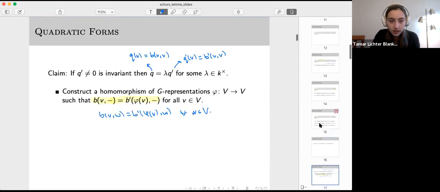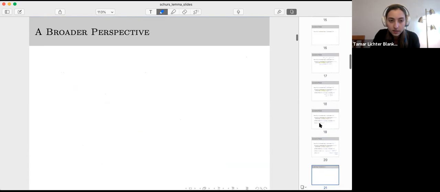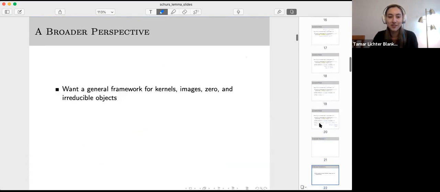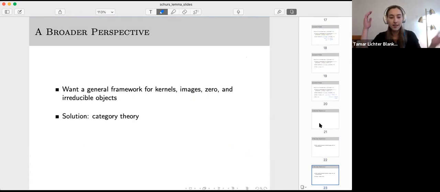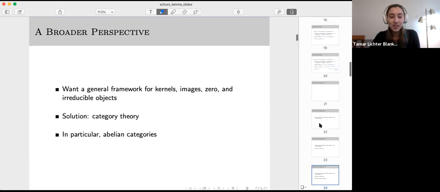So let me go back. Okay, yes, a broader perspective. If we can get these things, kernels, images, zero, irreducible, this isn't an exhaustive list, but the kinds of things you might think of, then maybe we can get another, broader Schur's lemma. And surprise, when you want to do things in general, you might want to use category theory. In particular, the specific category-ish structure that we're going to want to use is something called abelian categories.